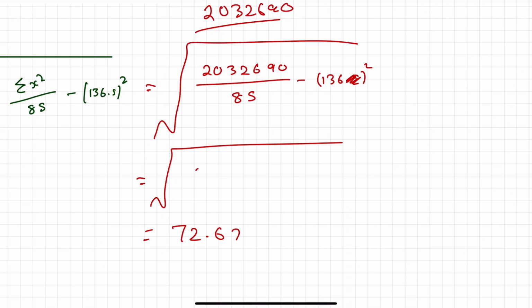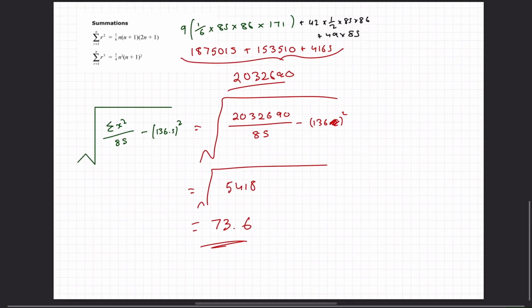Cool, great, and we found it there. So minus that, so you get 5418, square root of that, and we've got the answer done. So 5418 is 0.5, 73.6. Done. Standard deviation. There you are. Great.